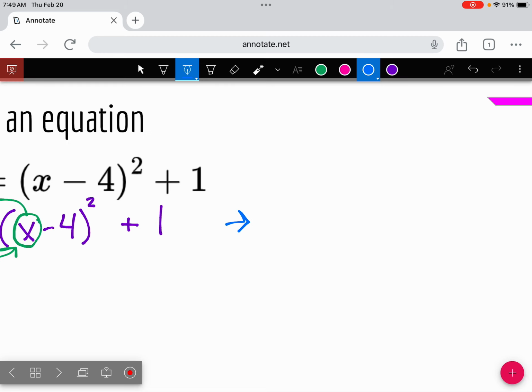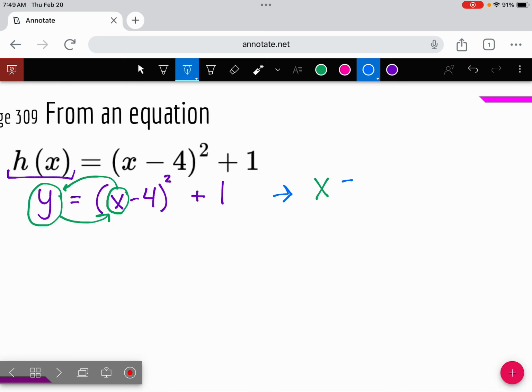So my x and my y change spots. They take no friends. So x equals y minus 4 squared plus 1. They take no friends. Just the letters. So we now have an inverse. It's just gross, because ew.